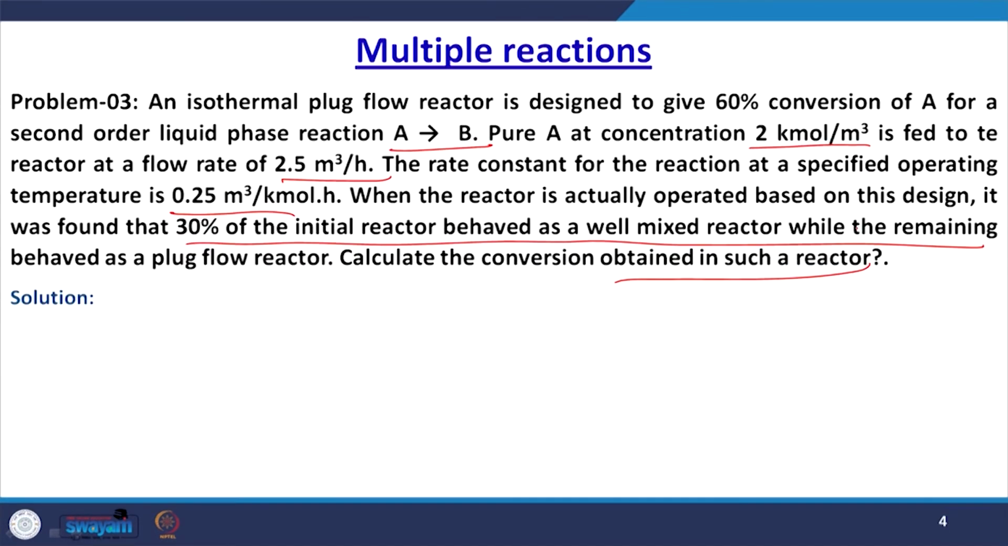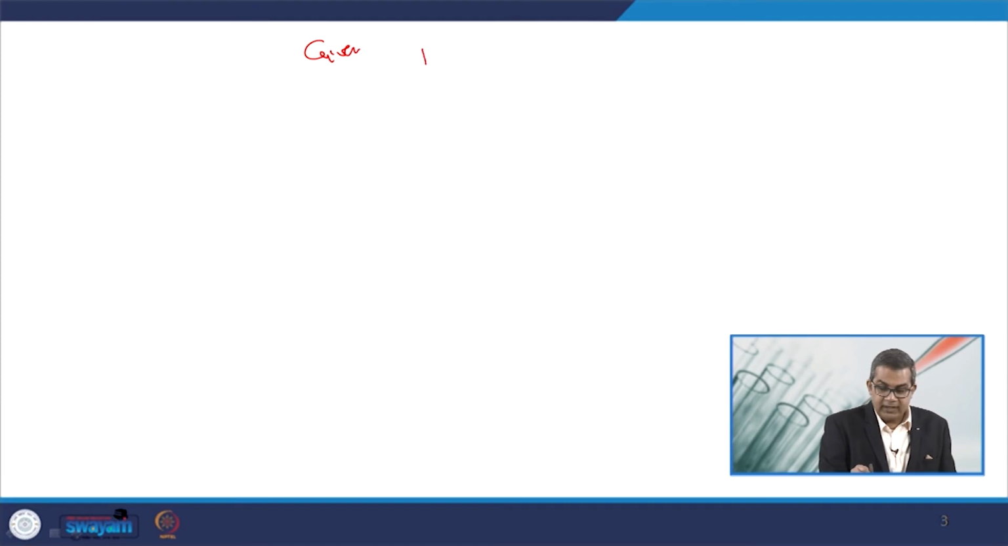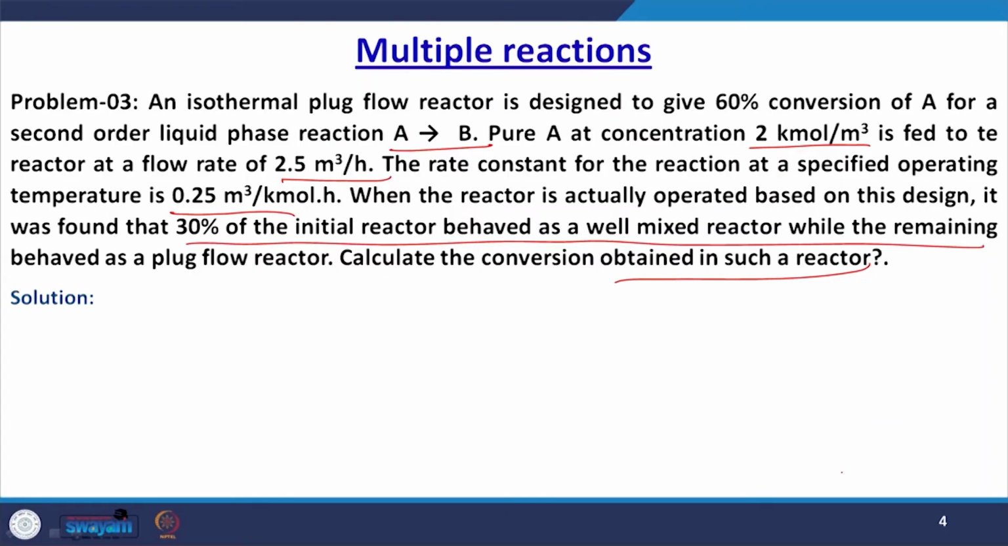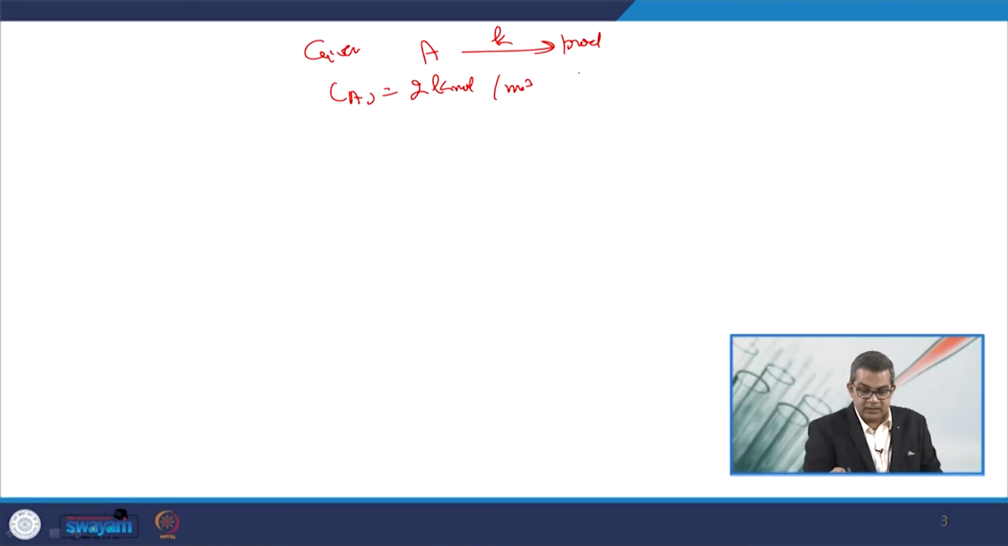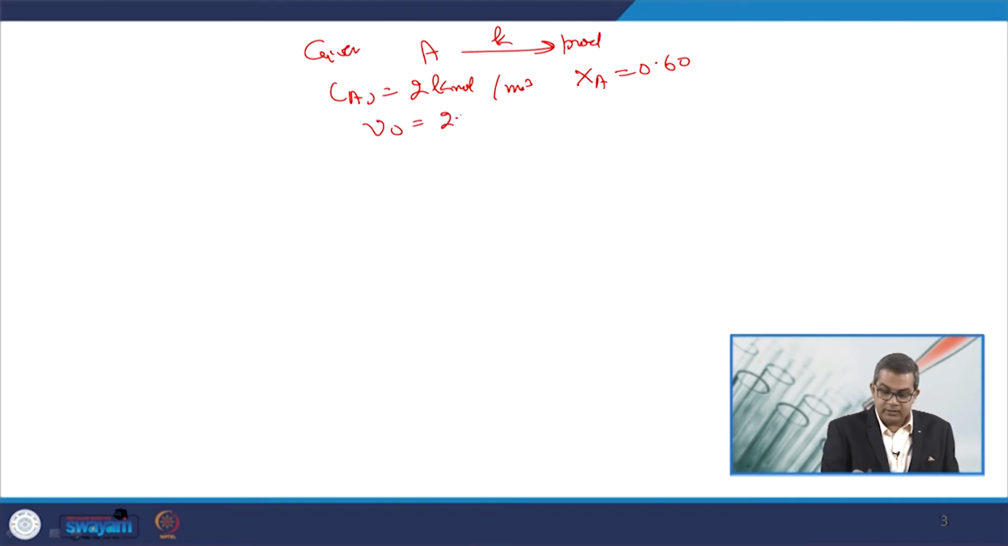So it is, you can say, a mixed type of problem. So let us have a look at this particular problem in a different mode. Now it is given that A is converted into product and Ca naught is equal to 2 kilomole per meter cube. Xa is given as 60% conversion. That means Xa is 0.60, initial flow rate is given as 2.5 meter cube per hour. Now K is given as 0.25 meter cube per kilomole per hour.